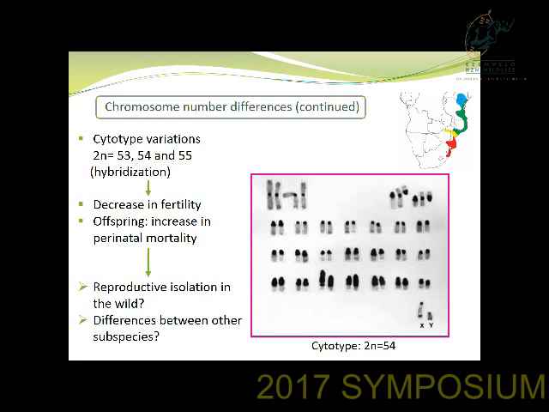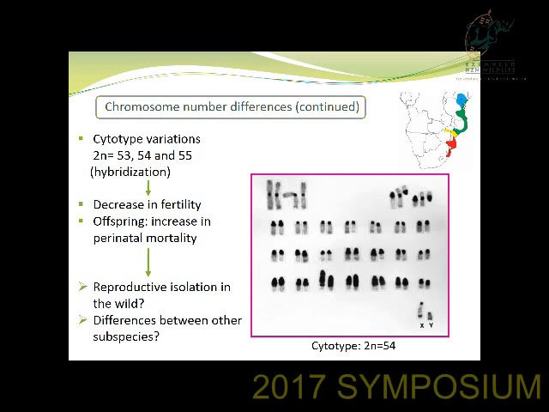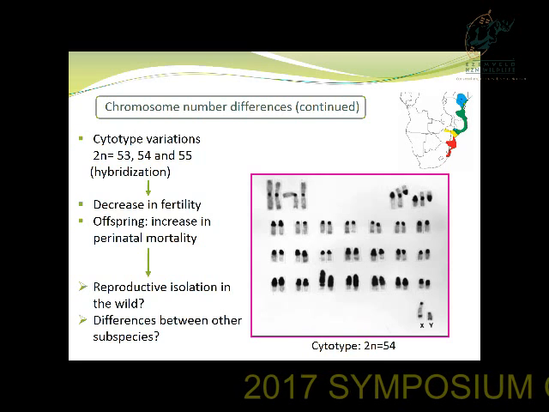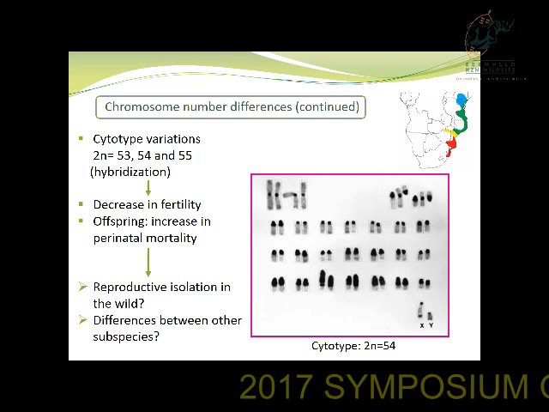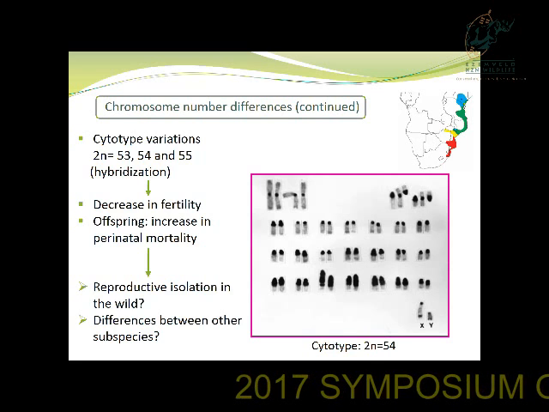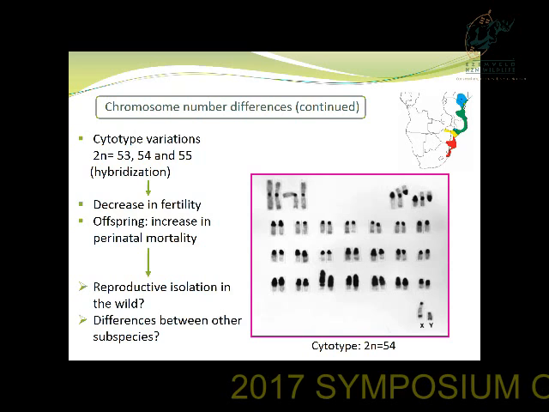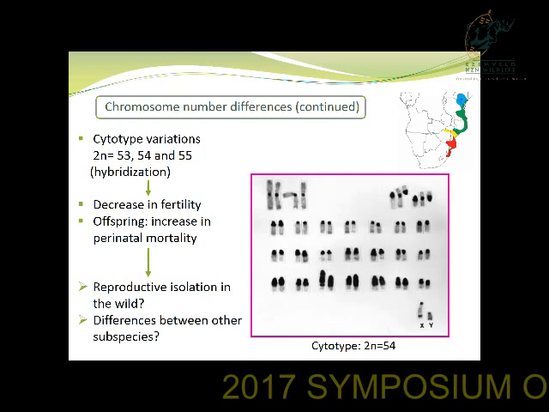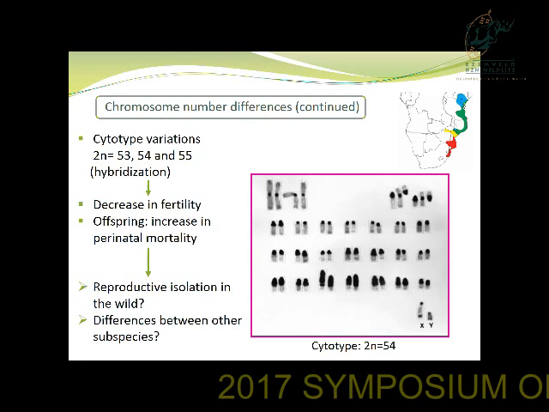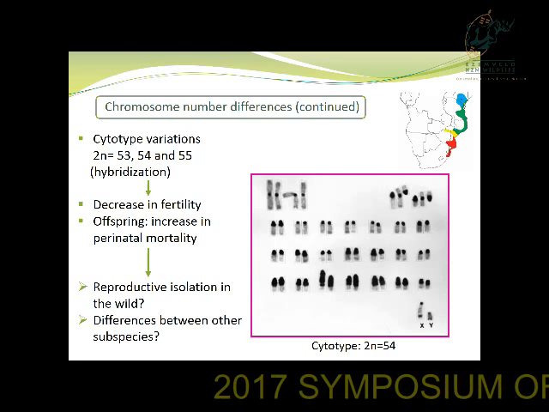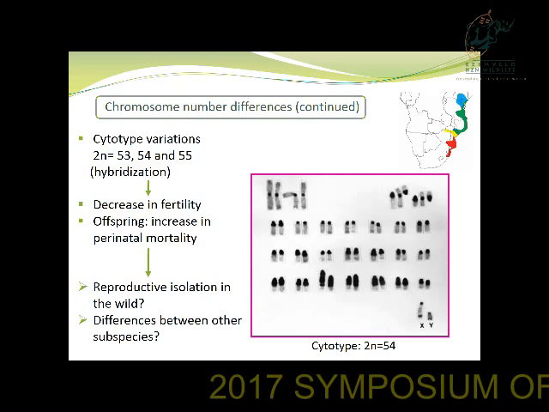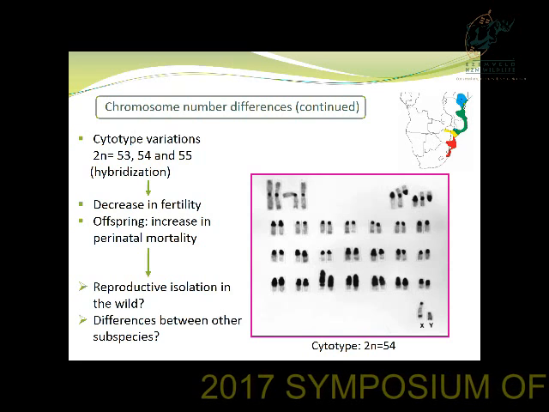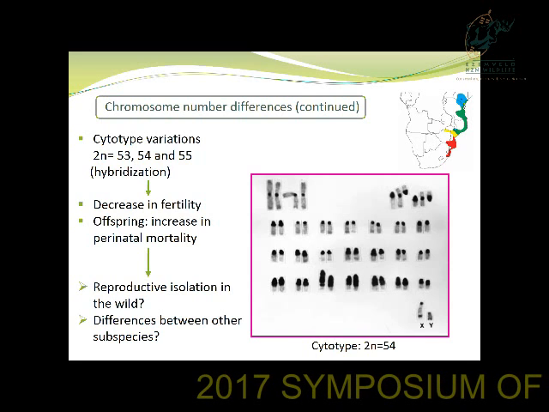Now, the problem is that this study showed that the offspring from these hybridization events had decreased fertility as well as increased perinatal mortality. And this is a problem. Why? This was only done on a captive population. This had never been done with regards to populations in the wild. We have no knowledge of that. We don't know if they are reproductively isolated or whether there are any differences currently present in the subspecies.